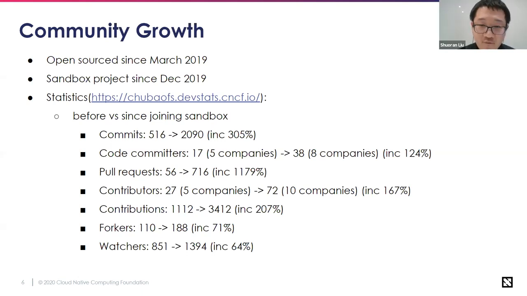These statistics are from a development perspective. As you can see, commits increased 300%, code committers doubled, and we have a boost for pull requests. And I think the most important thing here is that now we have two companies constantly investing in this project, which is JD.com and Oppo. We have two development teams making key improvements to the project.